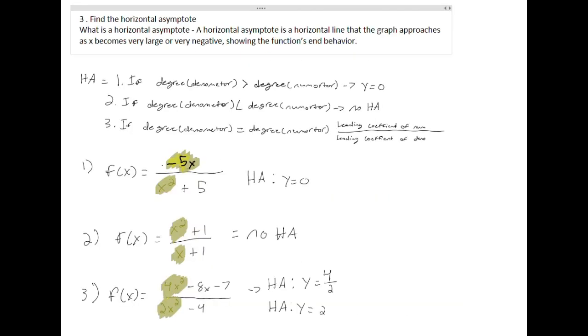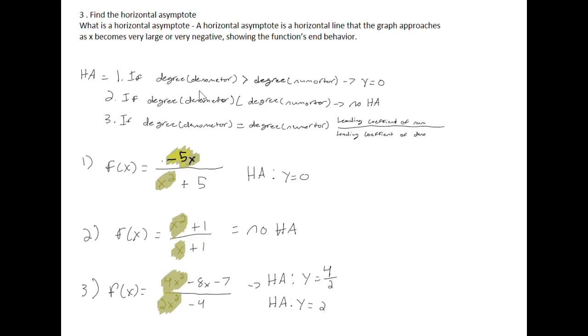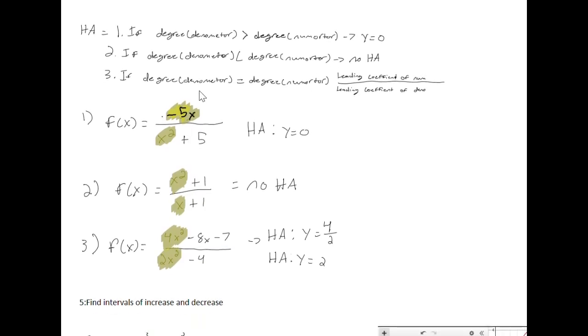A horizontal asymptote is a line that the graph approaches as x becomes very large or very negative, showing the function's end behavior. So here's a shortcut that I've learned to help find horizontal asymptotes. While looking at a function, if the degree of the denominator is larger than the degree of the numerator, then y equals 0. And that's what you can see here. The degree of the denominator, which is 2, is larger than the degree of the numerator, which is assumed 1 because there is nothing here. So y would equal 0.